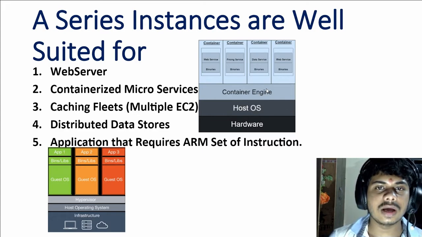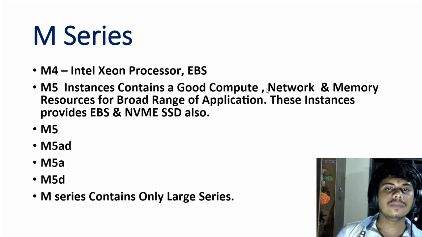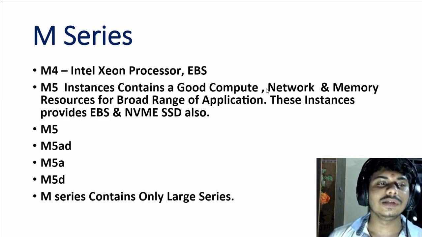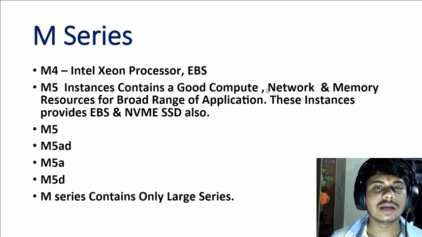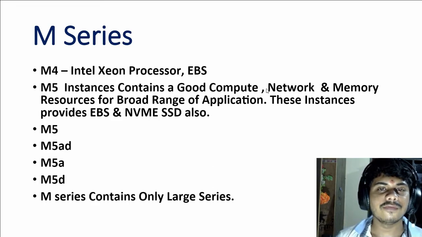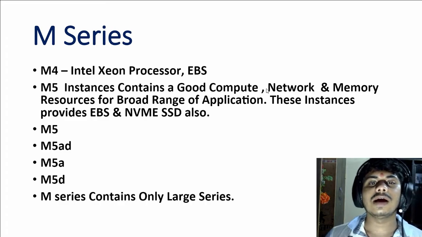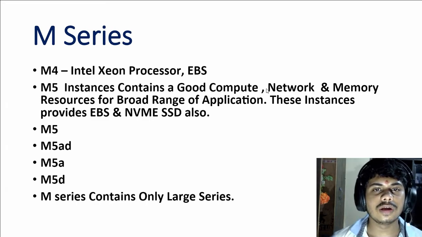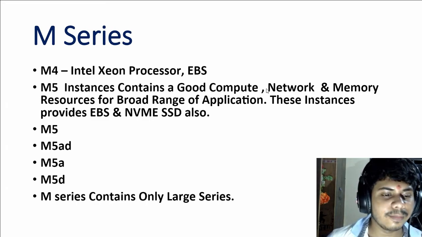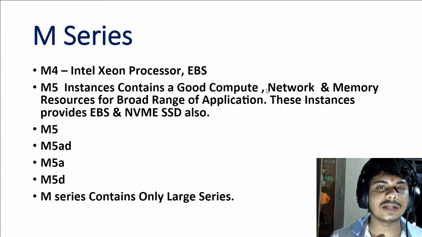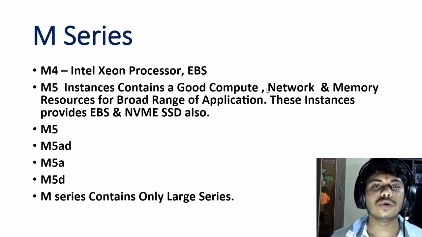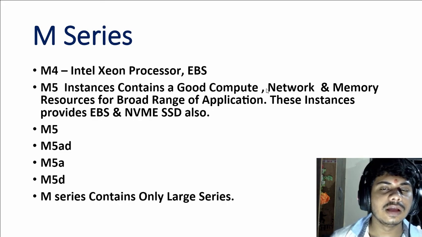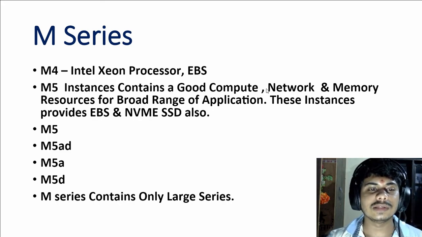Now moving ahead, next is our M series. The M series contains M4, M5, M5AD, M5A, M5D, and M5 series, and only contains large type of instances. So you have to note it down also: the M series contains only large instances. It doesn't contain nano, small and medium instances. It means these are high performance instances.